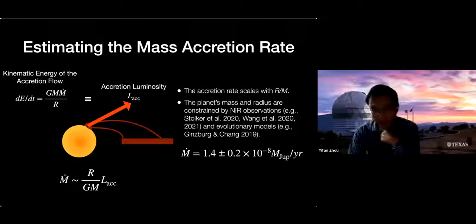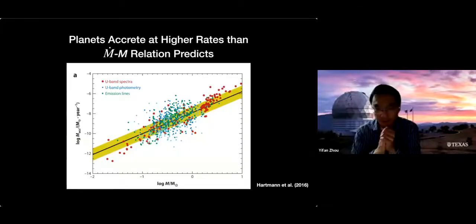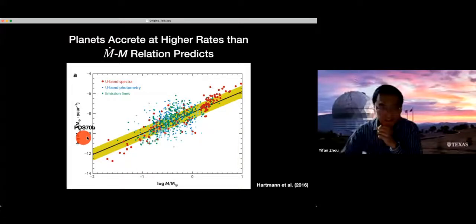Just to put this measurement into context, for star formation studies, we have this correlation between mass accretion rate and the mass. So how does the measurement for PDS 70b fall onto this relation? It's here. And as I mentioned, the caveats in this measurement would all probably make this result an underestimate, so the accretion rate may be even higher. It shows that the measurement for PDS 70b is significantly higher than the correlation we get from star formation.